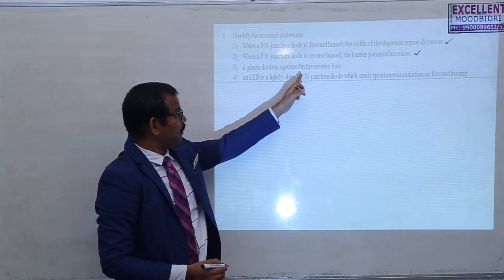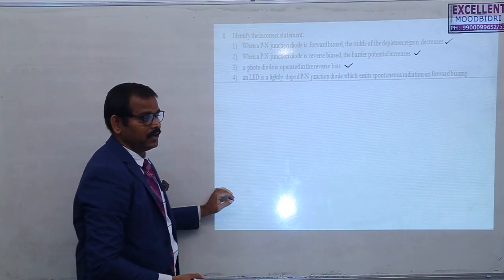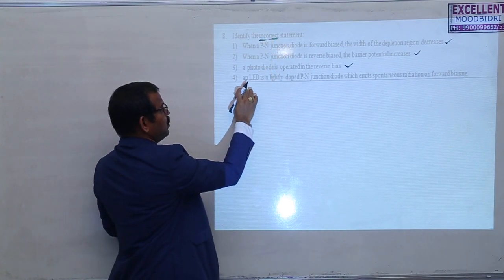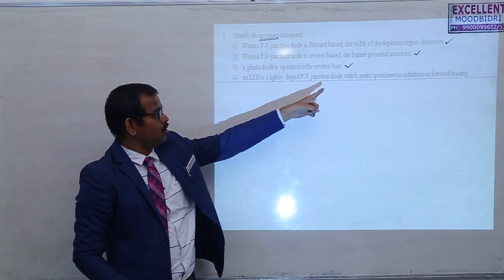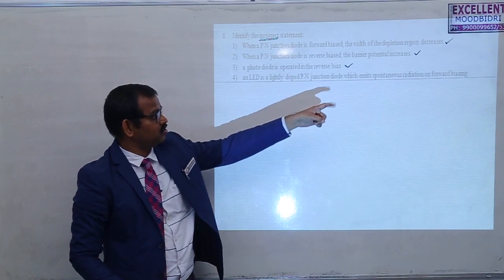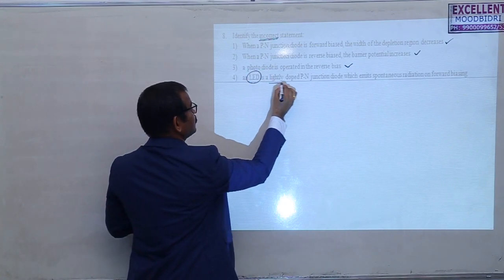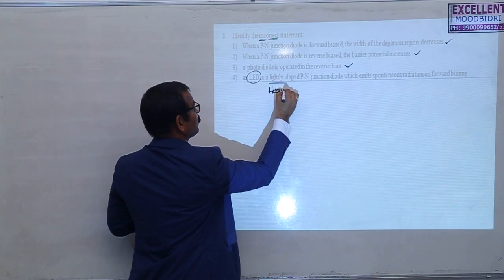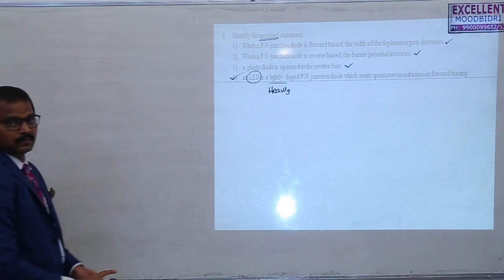Third one, a photodiode operates in the reverse bias. We know that a photodiode always acts in the reverse bias. Last one, they are asking us to find out the incorrect statement here. In an LED, lightly doped PN junction diode which emits spontaneous radiation on forward biasing. Remember students, LED is always a diode which is heavily doped. So that's why this is the incorrect statement in this one.